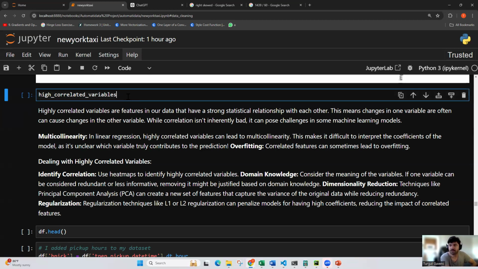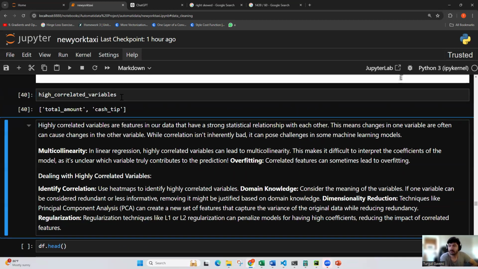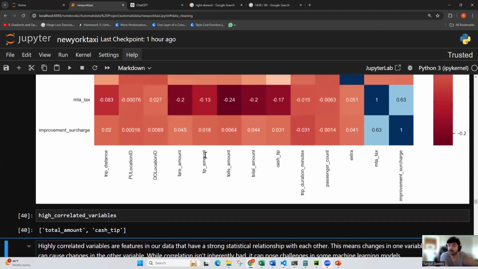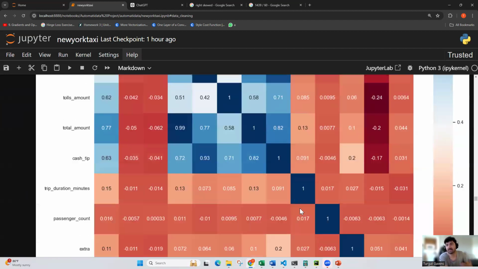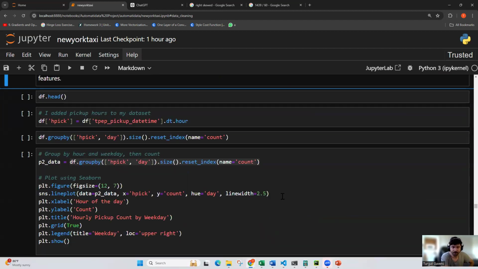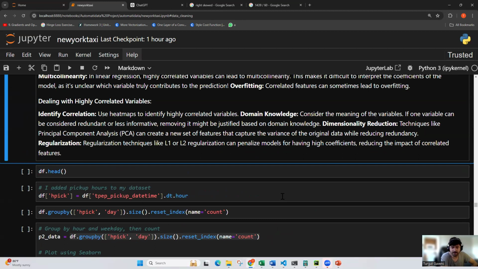For example, my function here also gives us the highly correlated values, such as total amount and the cash by tips. It's calculating and getting the absolute values of each correlation, and whichever is higher than the correlation threshold. The correlation threshold here is 0.8. Depending on your case, you can change that value in the future as well. Okay, I hope this part is really understood.